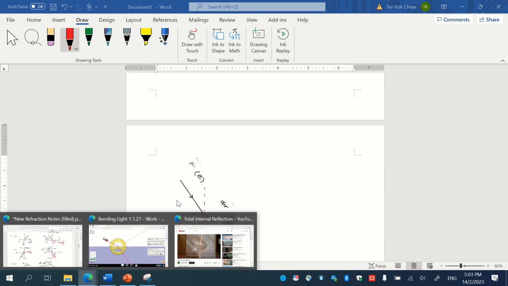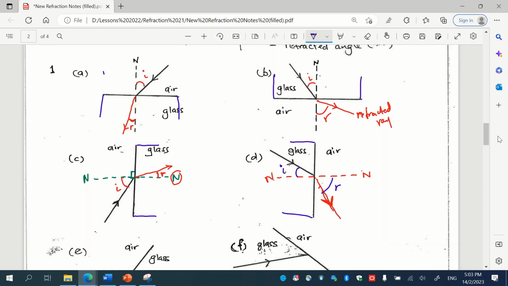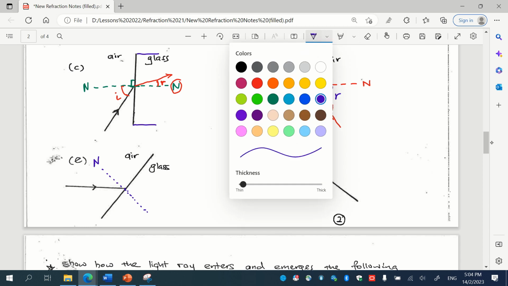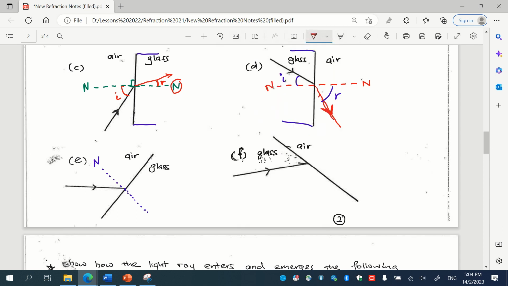So back to your notes, when you rotate your notes backward, it should look like this. So I draw here the normal line, right? You can always turn it to face yourself. Then the original path is here. So this is the sector you should be drawing at. Let me erase that. Now I use a different color. Air to glass, bend towards the normal line. So towards is like that.